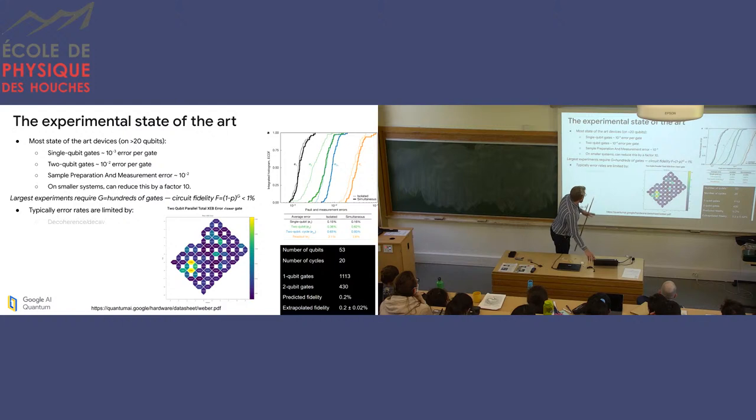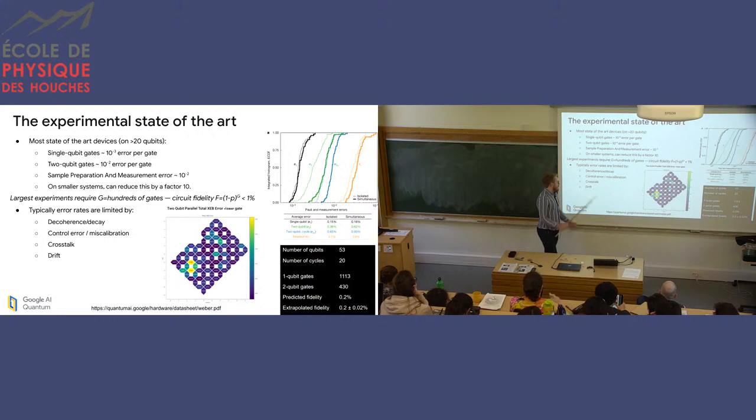I mentioned this on the previous slide, so I'm just duplicating here. But decoherence and decay, control error, miscalibration. Part of the miscalibration is because all of the parameters drift a little bit, and obviously qubit-qubit crosstalk. Oh, and leakage as well.